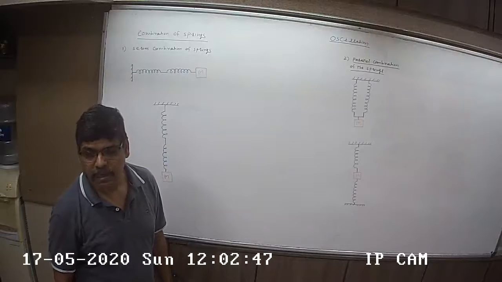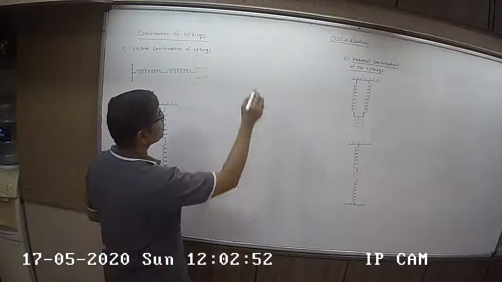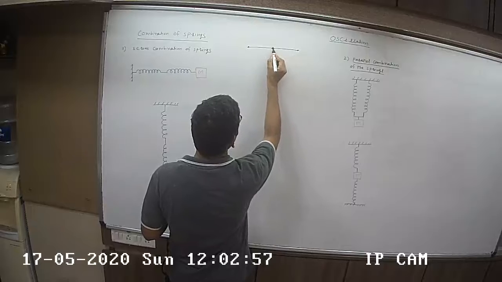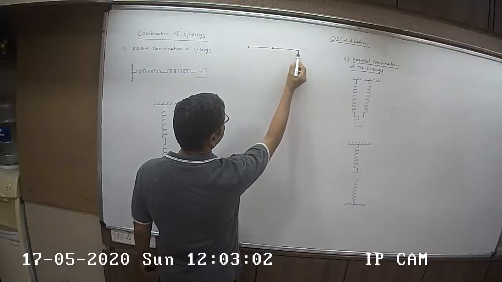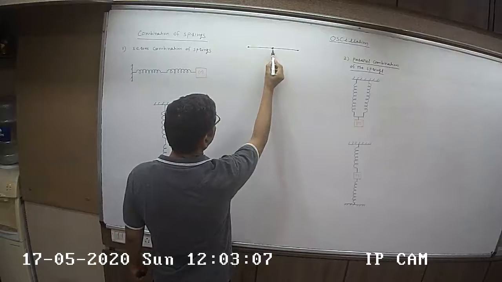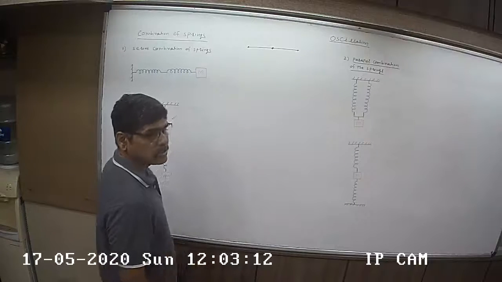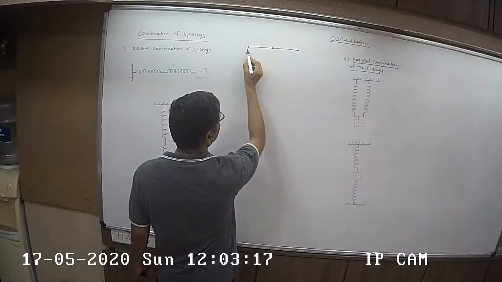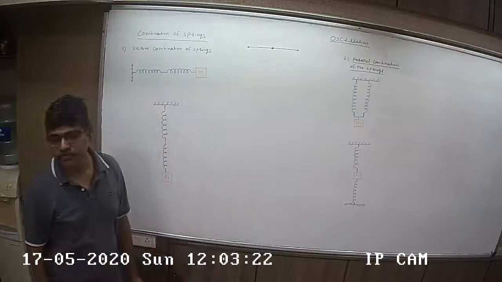Time period is the time required for one oscillation. How to count one oscillation? Suppose I start here: this is the left extreme, this is the right extreme, and this is the mean position. If the motion starts from the mean position, it goes to the right extreme, then the left extreme, and when it again comes back to the mean position, moving in the same direction, that is one oscillation. The time for one oscillation is called the time period.